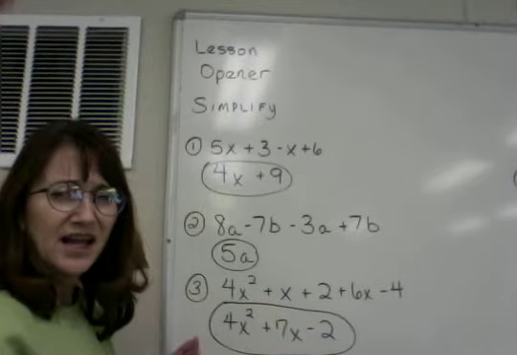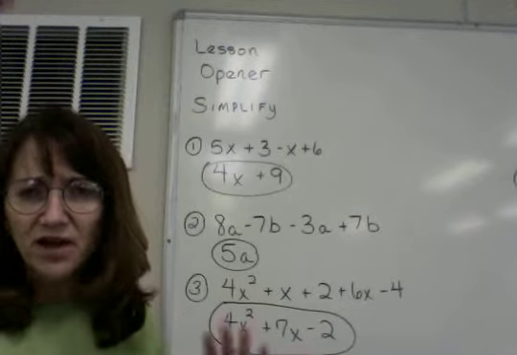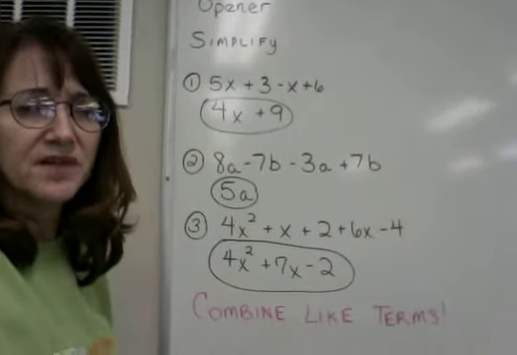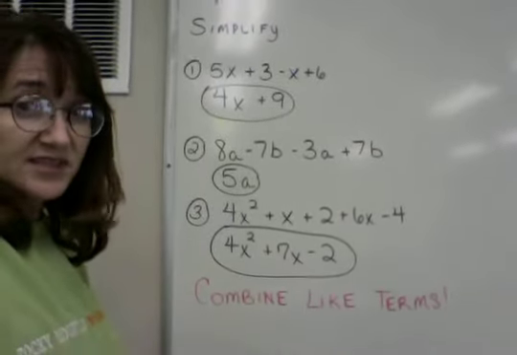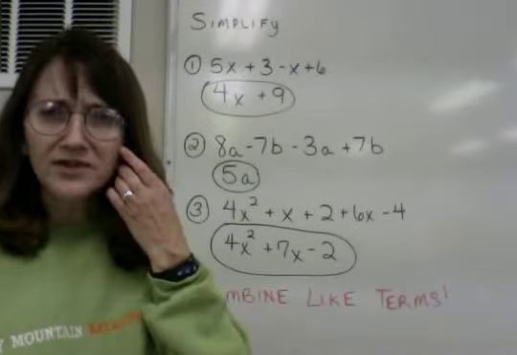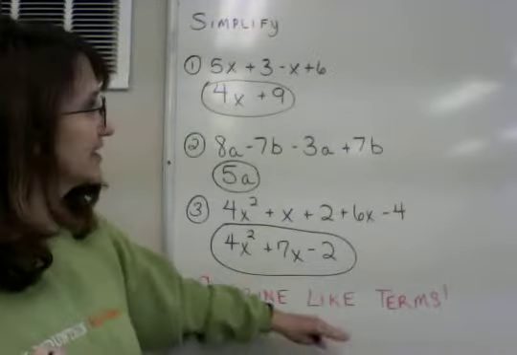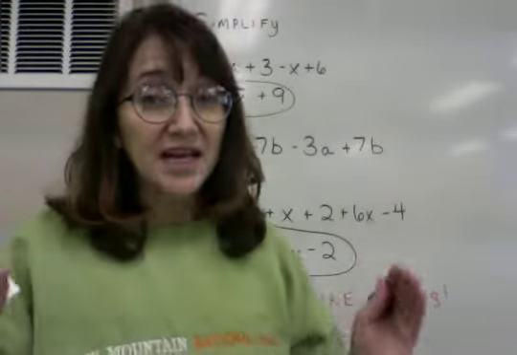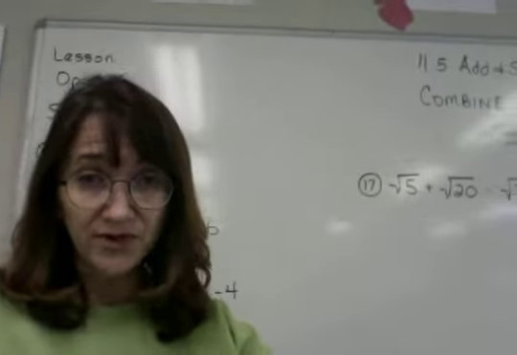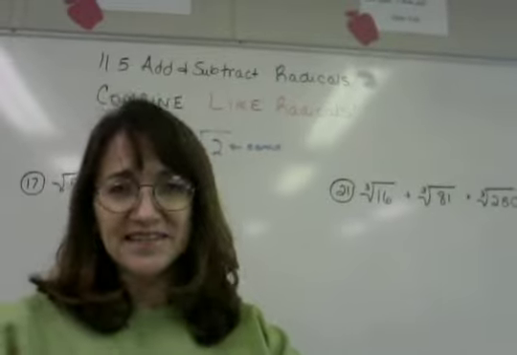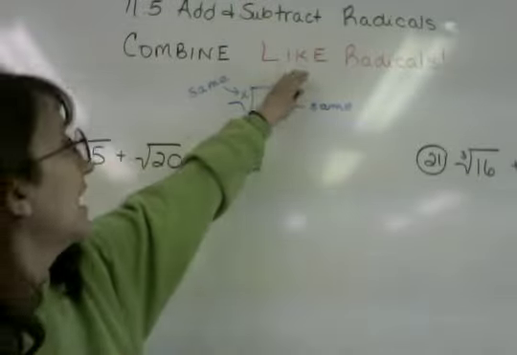What did I do in order to simplify all of these binomials, polynomials, trinomials, however you want to call them? We combine like terms. So that's our, I don't want to say mantra, that's our goal for math terms when we're trying to put together stuff: combine like terms. Well, you have to keep that same philosophy when we go into radicals. So I'm moving down the board. When I am adding and subtracting radicals, I'm going to have to combine like radicals.